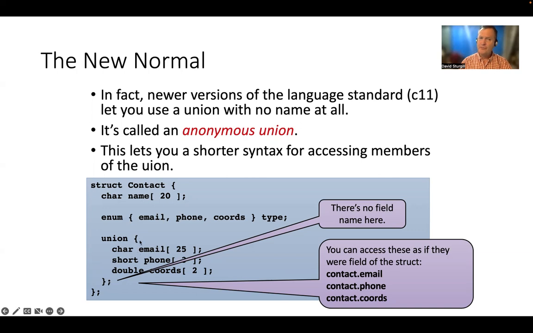And then you can refer to the fields of the union, like email or phone or coordinates, as if they're fields of the struct, but they still all share the same memory. So in this struct, you can treat it as if it has a .email field or a .phone field or a .coords field. You just can't use all those fields at once because they all share the same memory.